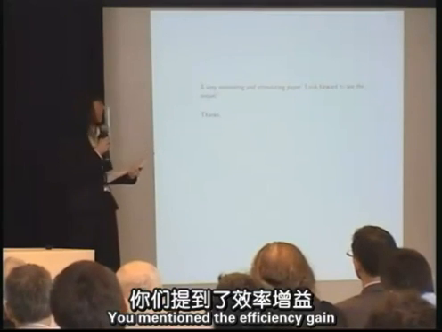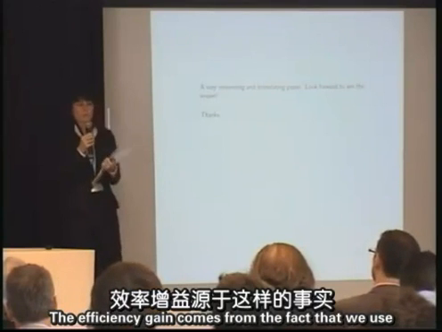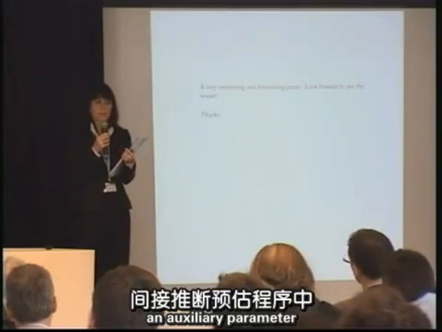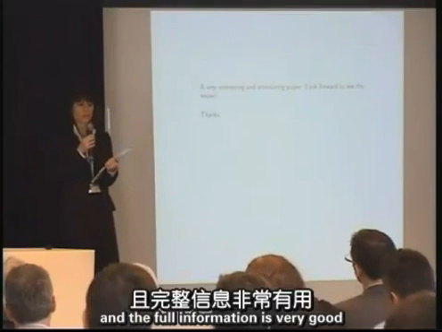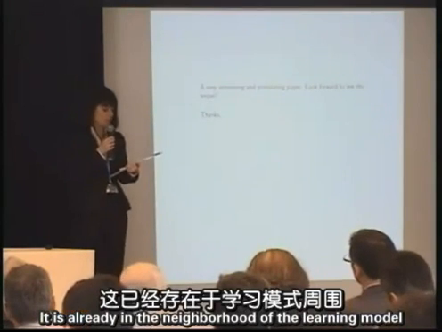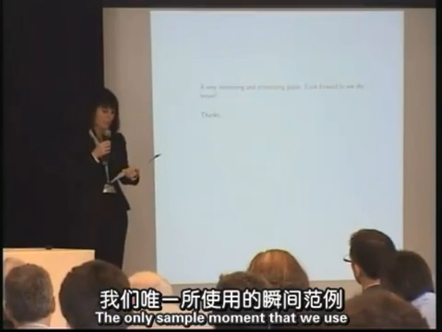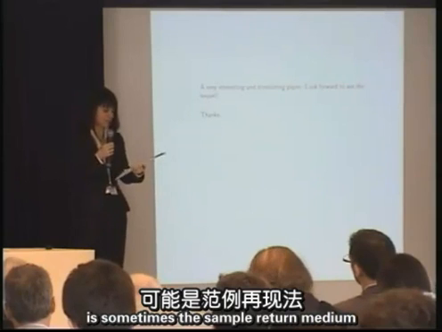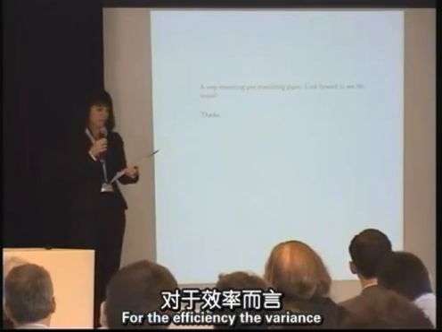You asked a question about the efficiency gain. The efficiency gain comes from the fact that in the indirect inference estimator we use an auxiliary parameter that is very close to the structural parameter. We use the full information maximum likelihood estimator, and the full information is very good. It's already in the neighborhood of the learning model. It's actually nested in the learning model. The only sample moment that we use is sometimes the sample return median.